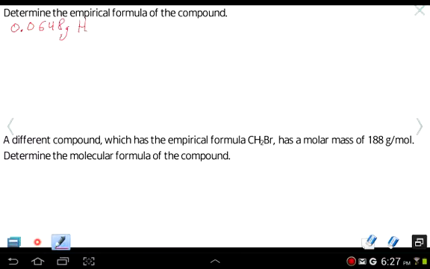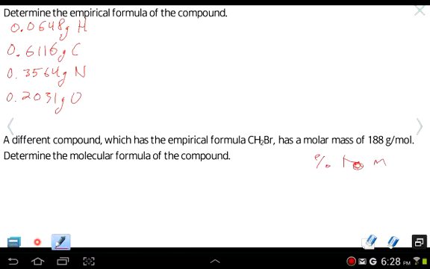For carbon, we had 0.6116. For nitrogen, we had 0.3564. And for oxygen, we had 0.2031. Now remember, it's percent to mass, then mass to mole. Divide by small, then multiply till whole.